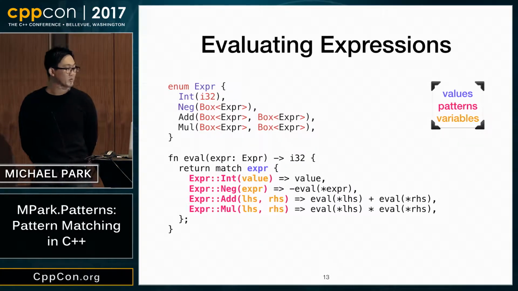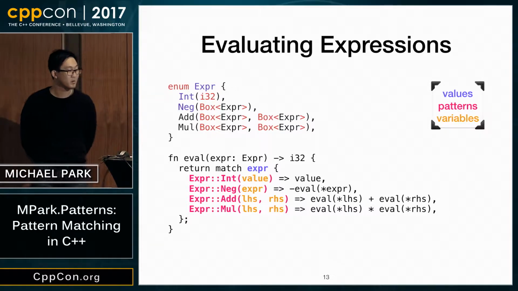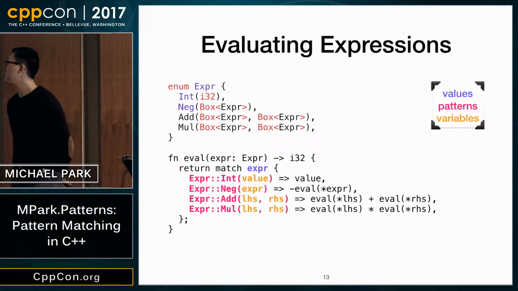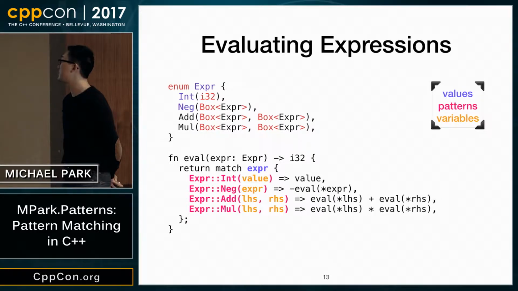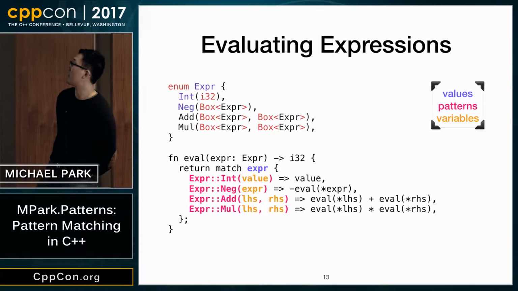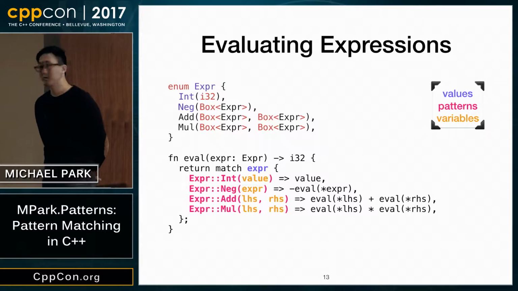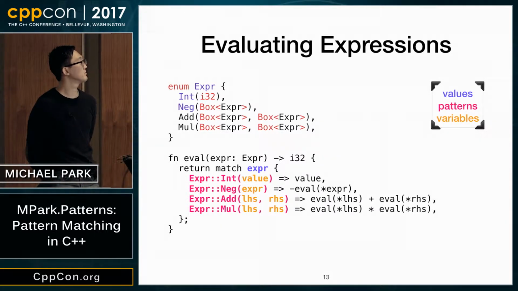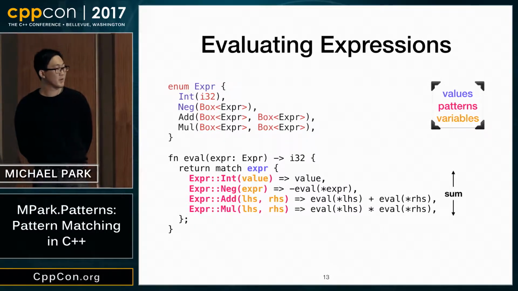So this is one way to write our eval function. We can take an instance of expr, match on the expr, and provide our cases. We can say if it's an int, bind the value inside the int to value, and then I'm going to return that. For negative, recursively call eval and negate it. Add, multiply: evaluate both sides, do the right thing. Pretty simple.